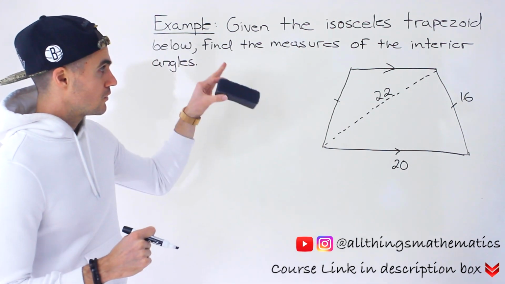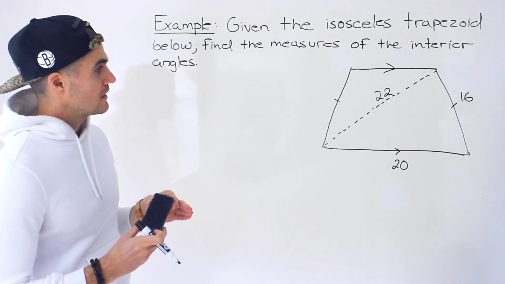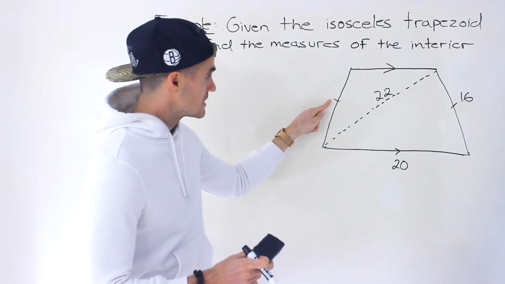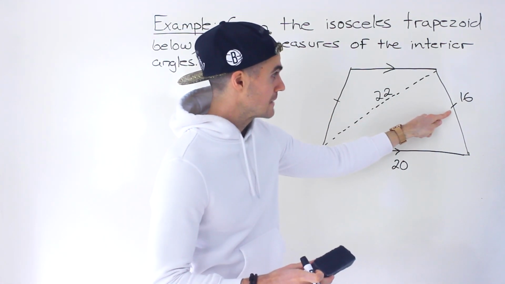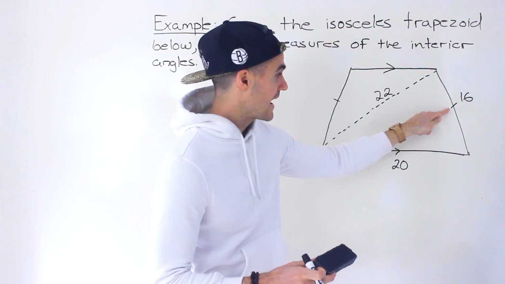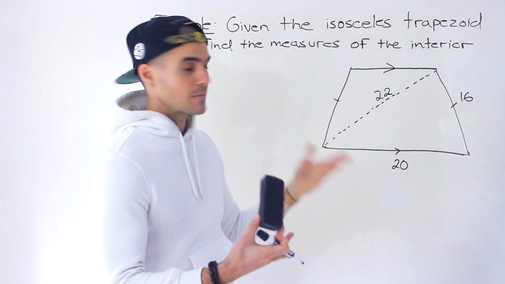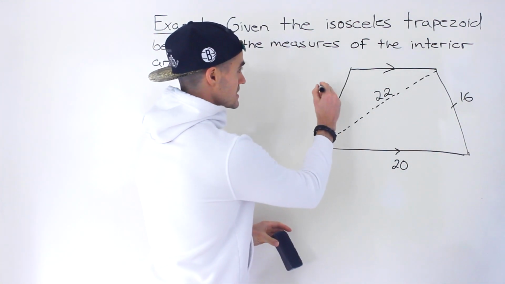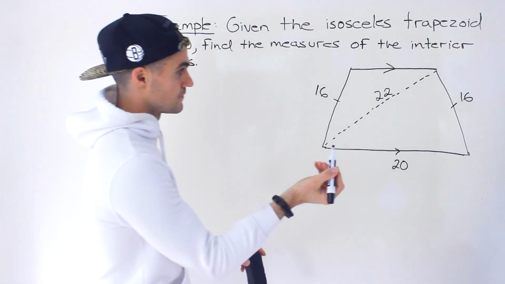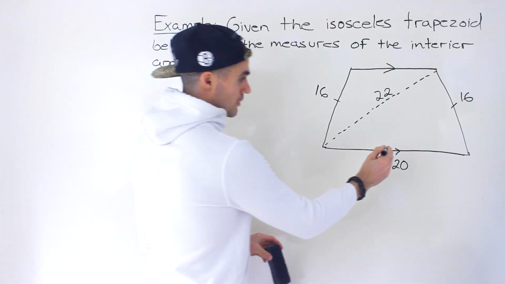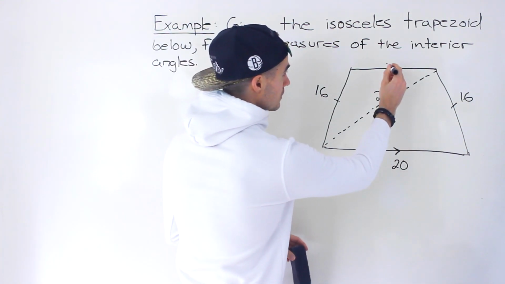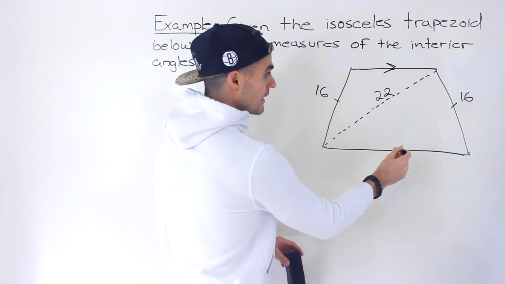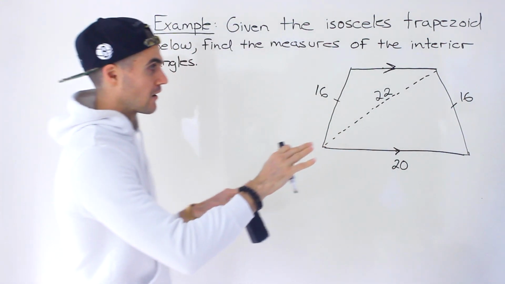Now, a couple of things I want to make a note of. The reason why this is an isosceles trapezoid is because if you notice, this side and this side are the same length. This dash through both sides means that both sides have the same length. So this side here has a length of 16, which means this side here has a length of 16 as well. And another thing I want to mention is that these arrows mean that this side and this side are both parallel.